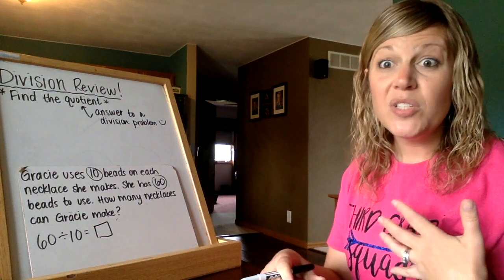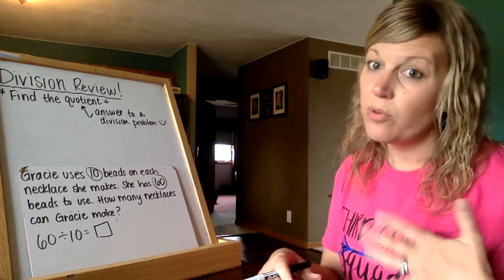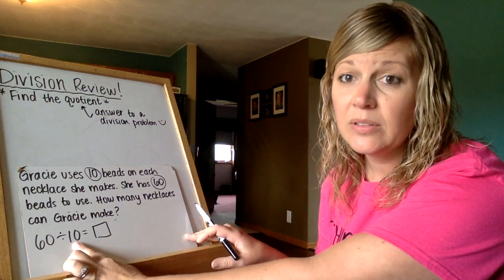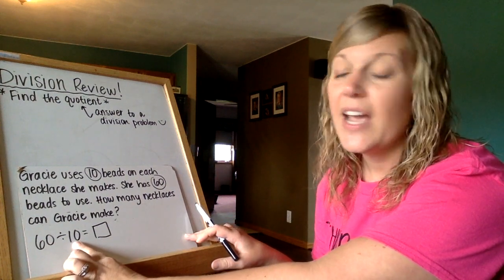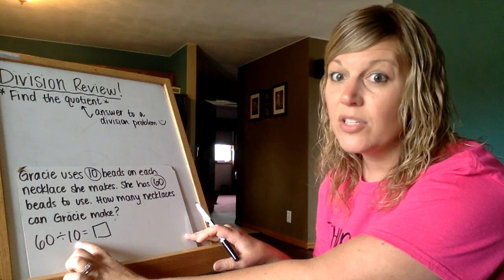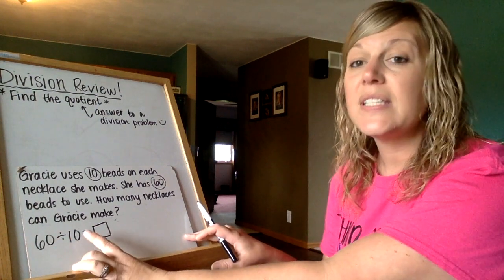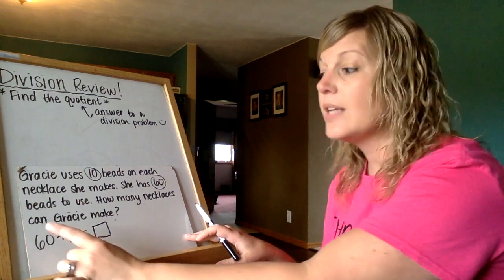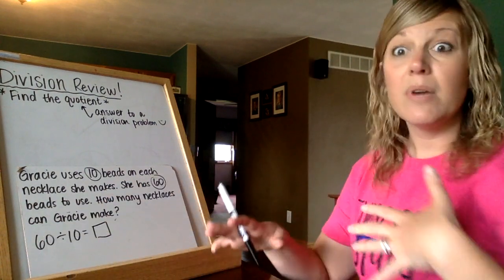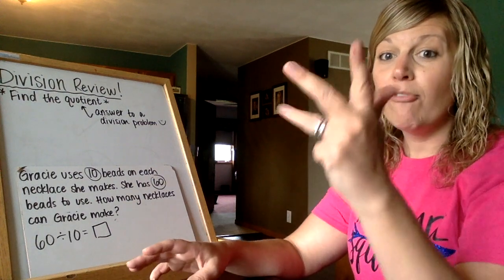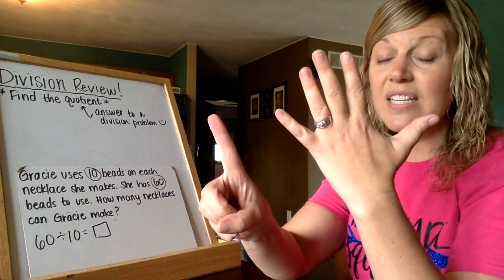Now what we can do to skip count to find that quotient, or that answer, is we look at the small number. This is the divisor. And we skip count by the divisor and stop when we get to the dividend. So that means I'm going to skip count by 10 and stop at 60. So that might look something like this. 10, 20, 30, 40, 50, 60.